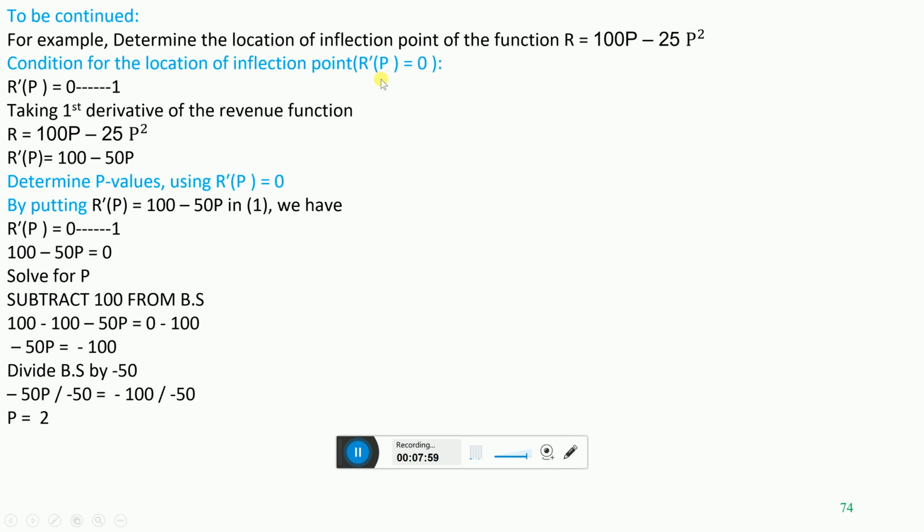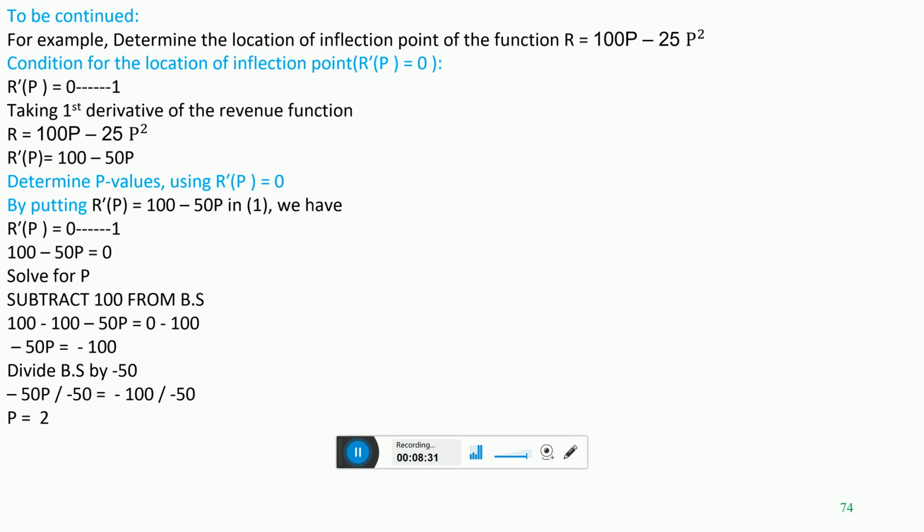Now, it is very clear from this condition that to locate the inflection point, the first derivative of the revenue function must be equal to 0 for p values. Then we need to take the first derivative. So R prime of p is equal to 0. This is the condition to locate inflection point.